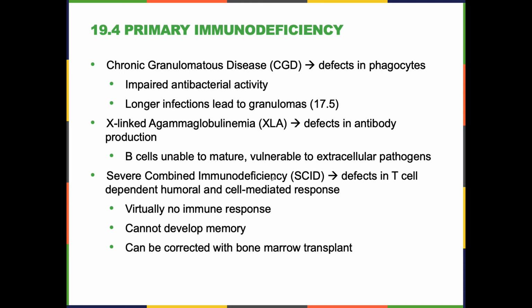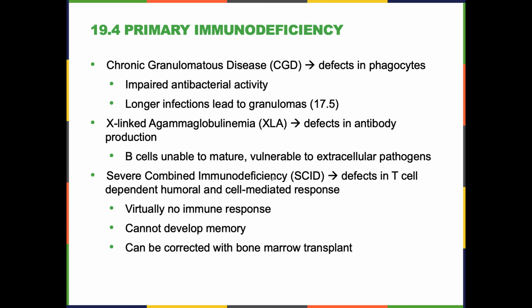Here's another one. X-linked agammaglobulinemia, right? And these are, remember, gamma globulins, or immunoglobulins. Those are antibodies. So in XLA, these are defects in antibody production. Basically what happens is that the B cells are unable to mature, right? So something about the maturation process is deficient, and so it doesn't get out.